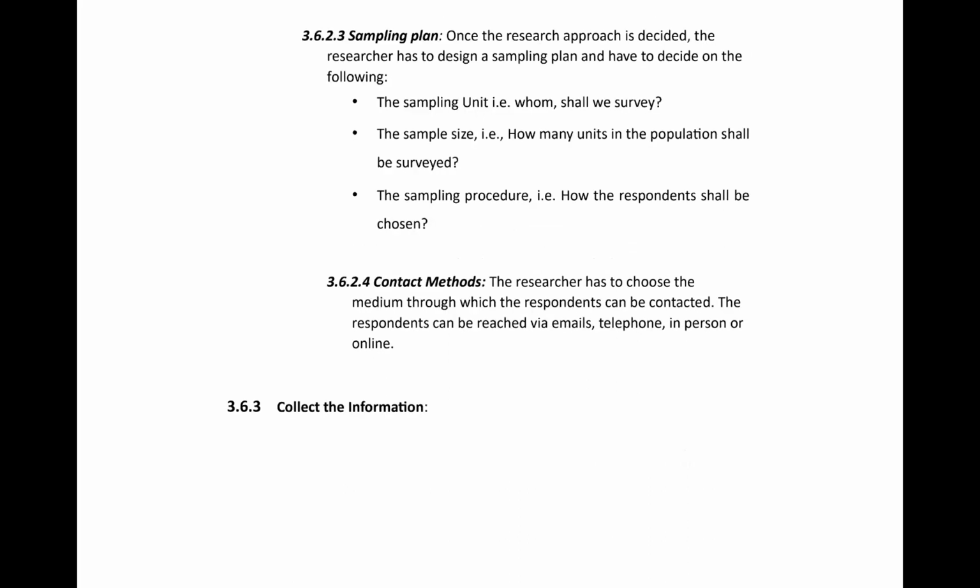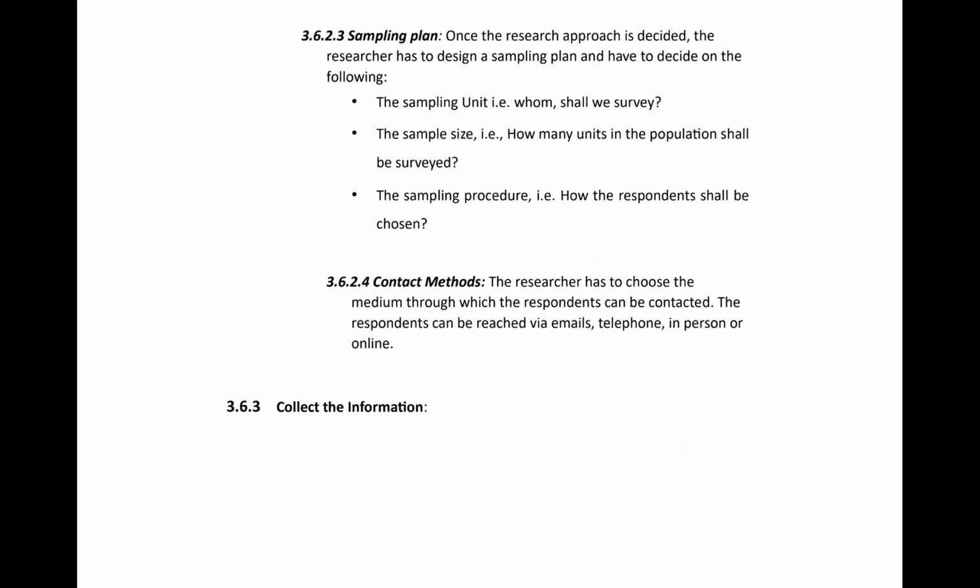You can also look at the contact method, right? This is where the researcher has to choose the medium through which the respondents can be contacted. The respondents can be reached via emails. You can still contact them via telephones. You can still contact them in person or online. You can still do that, right?